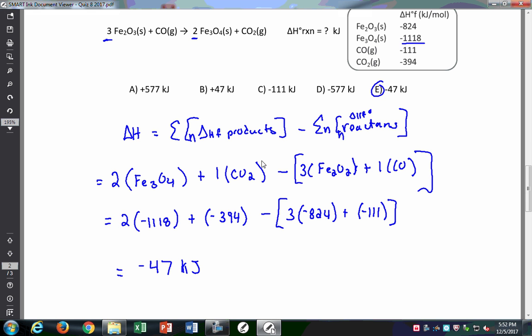We actually learned one other way to figure out our delta H formation if we know our bond dissociation energies, which we just learned in the last class. So we have multiple ways we could calculate our delta H of a reaction. And this is kilojoules per mole, of course.